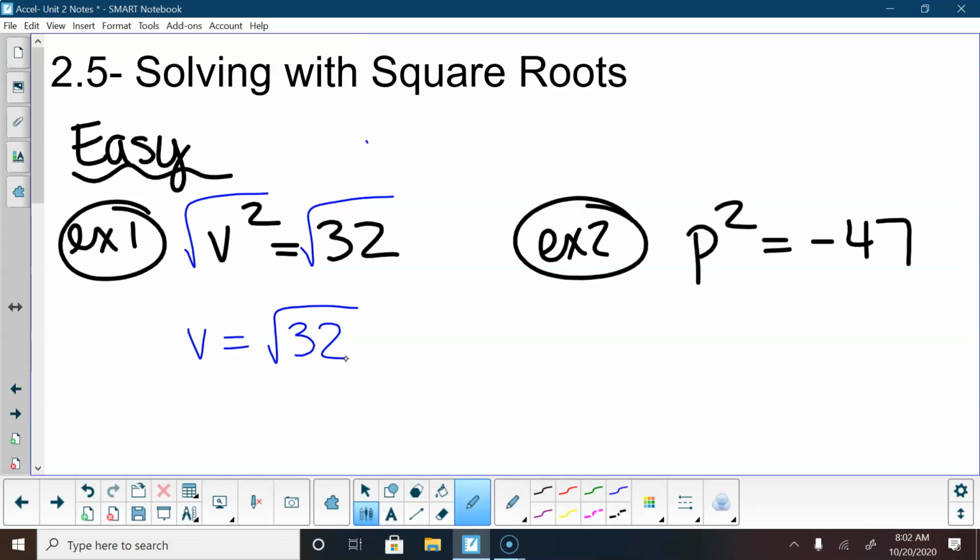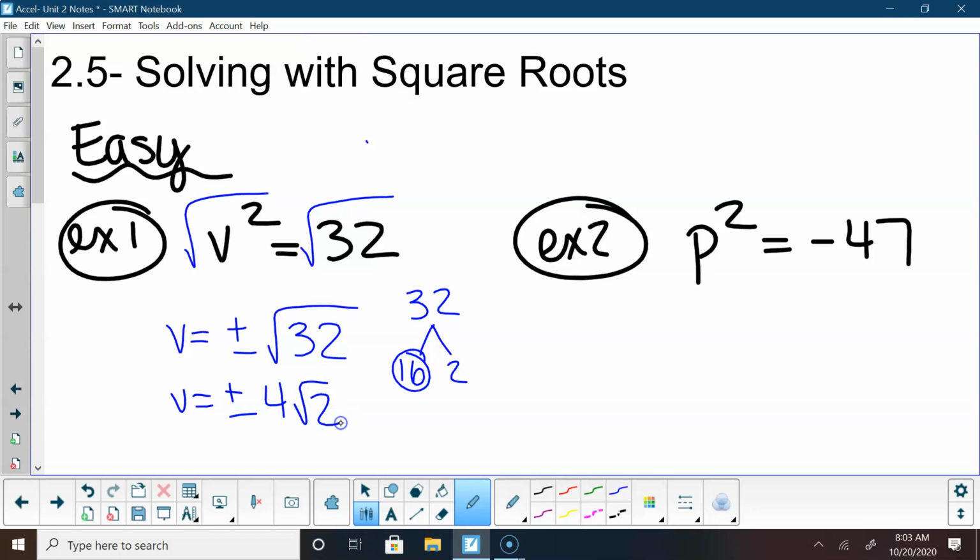What am I missing in front of that square root? Yeah, the plus or minus. Okay. So the other thing is, can I simplify that square root? What can I take out of it? A 16. So 32 is made up of 16 and 2. Square root of 16 is 4. And I'm stuck with that root 2 at the end.